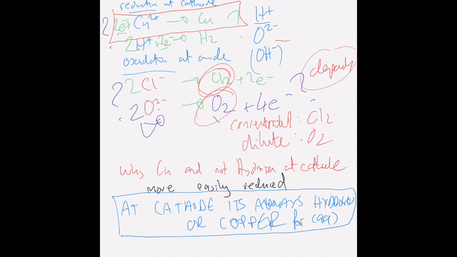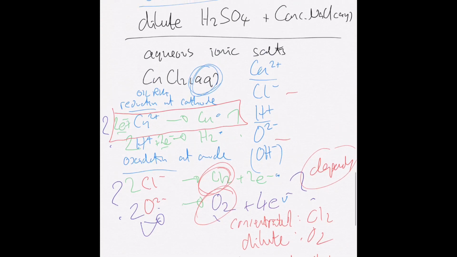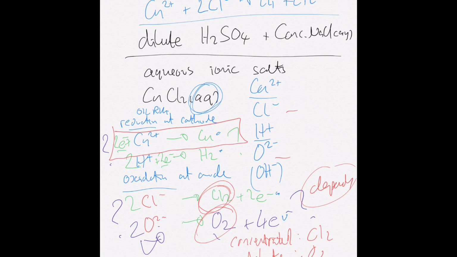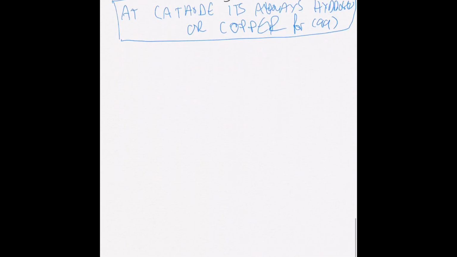So we've got this idea of competition in our heads. We've got cathode competition between the metal and the hydrogen, and anode competition between the halogen and the oxygen. So one of the ones that they said in your syllabus was concentrated sodium chloride aqueous. Why do we care about concentrated sodium chloride aqueous electrolysis.